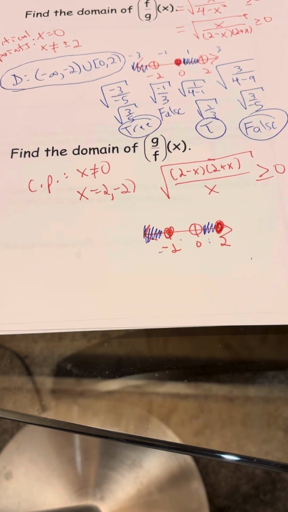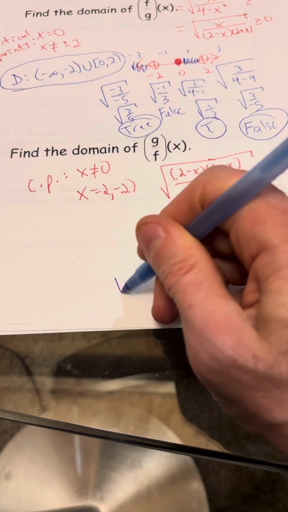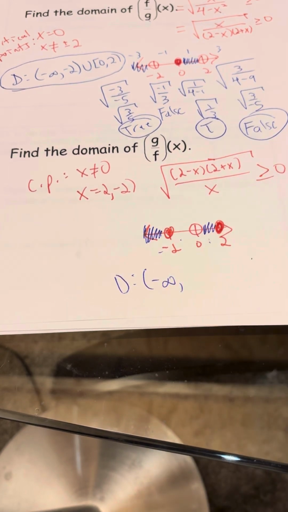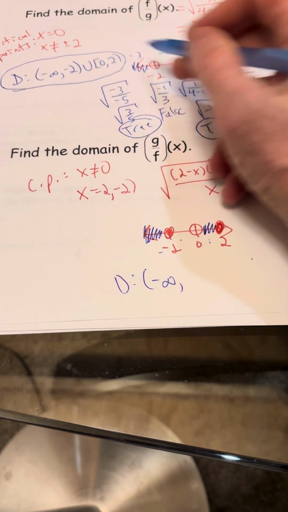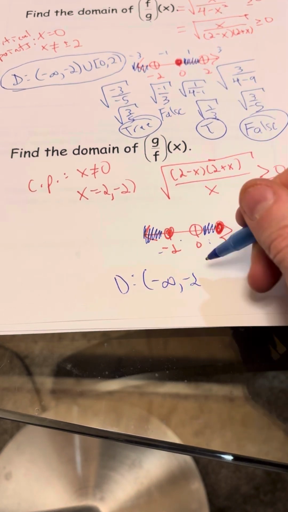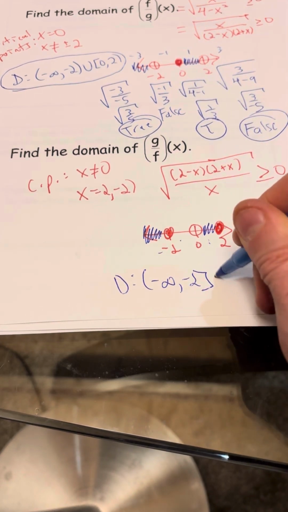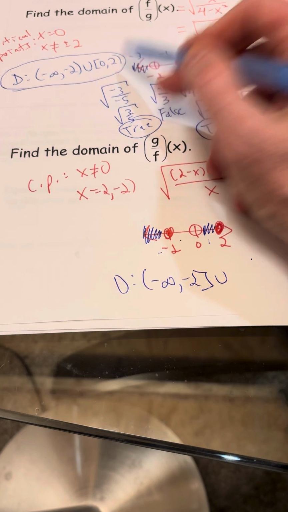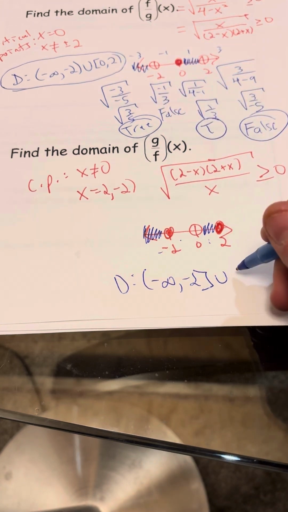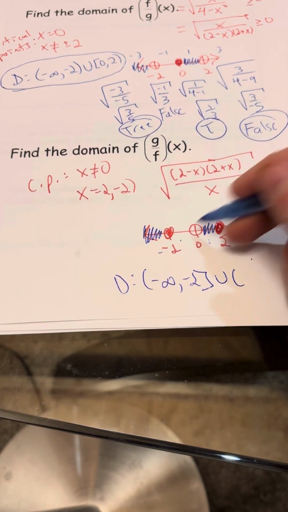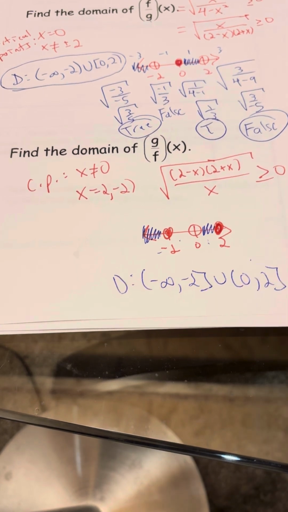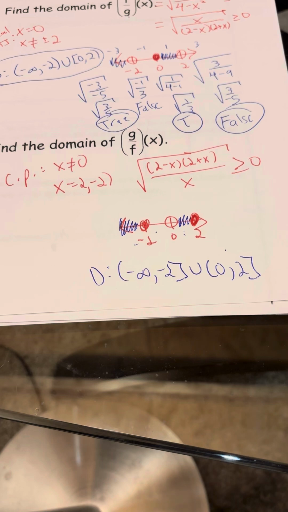So to wrap this one up, the domain here is negative infinity. Now, instead of a parenthesis around that negative 2, it's a closed dot, bracket. Again, your parentheses and brackets are going to flip-flop where they are. 0 is no longer included. 2 is. So that wraps up day 1 from section 1.7.